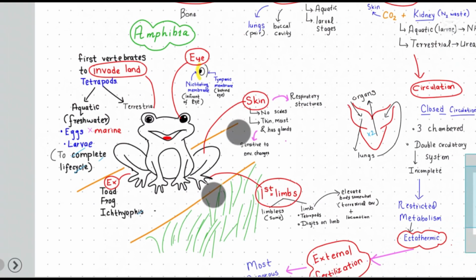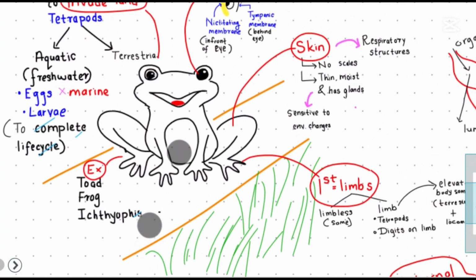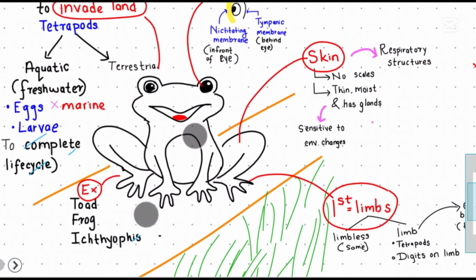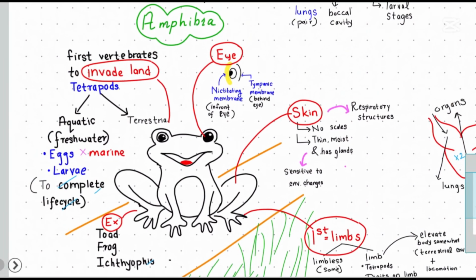So let's begin. Firstly, we speak about the examples of class Amphibia. The examples are going to be toad, frog, and ichthyophis. Then we speak about them being the first vertebrates to invade the land. So as I told you, they are very special because they invaded the land first.